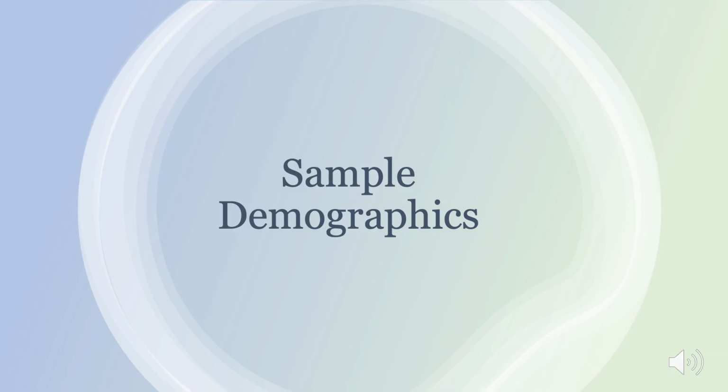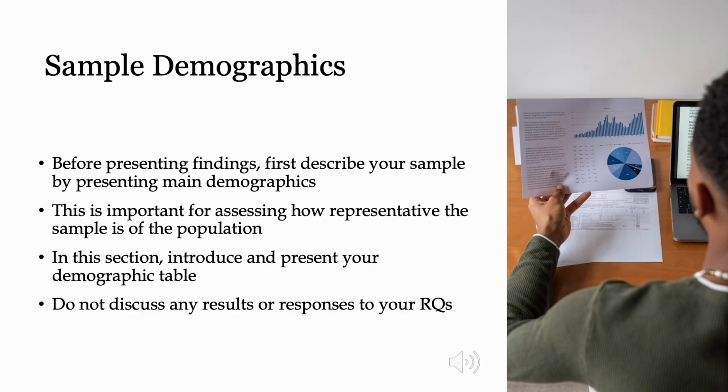Before presenting results, you must first describe your sample. In the next few slides, we will focus on how to present sample demographics in a quantitative study. In this section, you describe the characteristics of the sample and present the demographic table. This step is important because it allows the reader to assess how representative the sample is of the population. You will first introduce and explain your demographic table, but you will not discuss any results or responses to the research questions. This section is strictly descriptive and focused on who participated in the study.